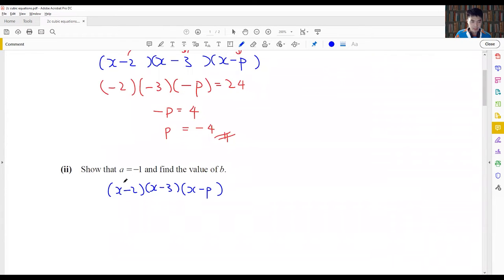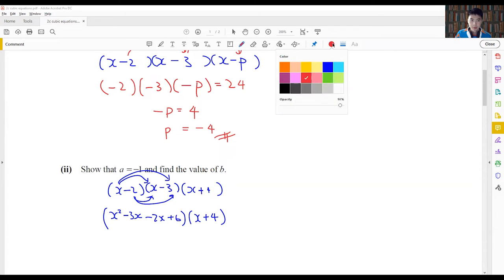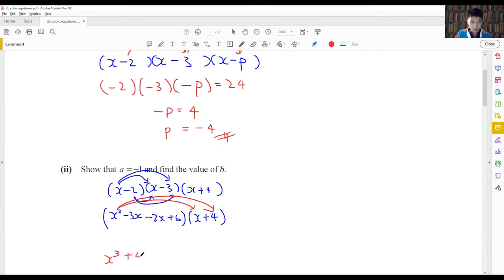expanding it like any other normal equation, this times this, you have x squared minus 3x, and this times this, and this times this, minus 2x plus 6. And this whole equation, sorry, I shouldn't write this as p, I should write this as p is negative 4, right? So x minus negative 4, plus 4 here, okay? And x plus 4, all right? Expanding this bracket one more time. So it's this times this, you would have gotten x cubed, this times this, 4x squared.